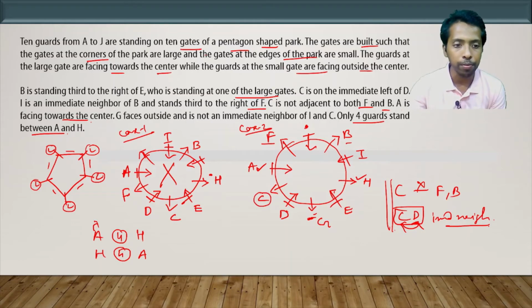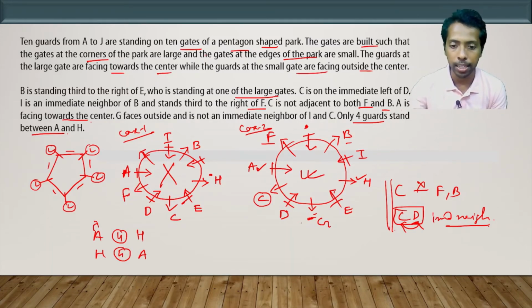Okay. A is facing towards the center. This is also good. And G faces outside and is not an immediate neighbor of I and C. Anyway, this is I, this is C. So G is not a neighbor of the two. Only 4 girls between A and H. So this is all satisfying. So this is most probably the desired solution for our case, right?